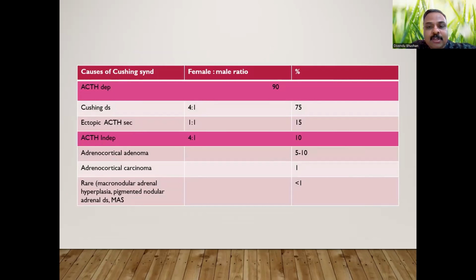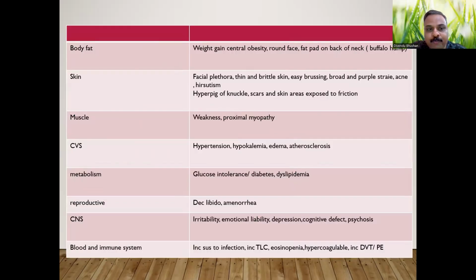So here is the table which shows that ACTH dependent Cushing's is 90% and ACTH independent Cushing's is only 10%. The female to male ratio is higher in Cushing's disease, that is ACTH dependent, at 4:1. ACTH independent is also more in females. You can see here that ectopic ACTH secretion has an equal sex ratio.